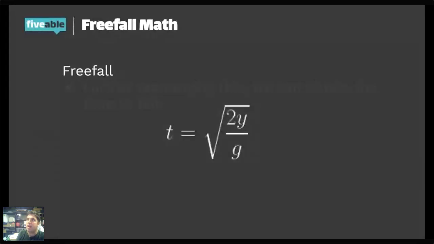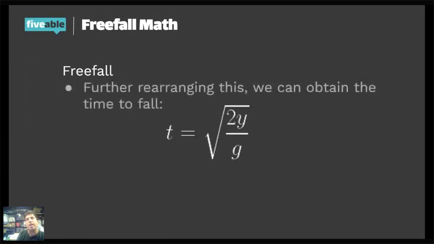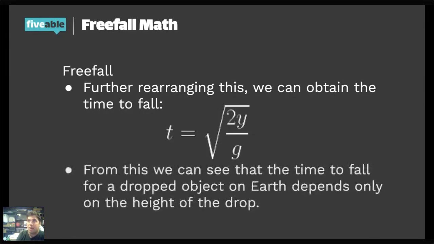Okay. Then we can take this equation, 1/2 gt squared, and solve it for t. And we end up seeing that the time it takes for this object to fall is equal to the square root of 2y over g, where y is the distance it has fallen. And this is super useful because we can see that the time it takes, as long as we're on Earth, only depends on how far vertically we have fallen.